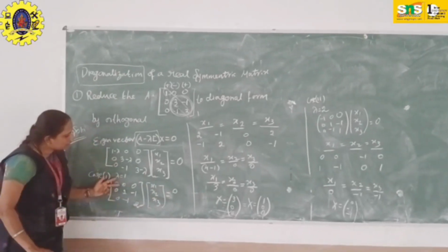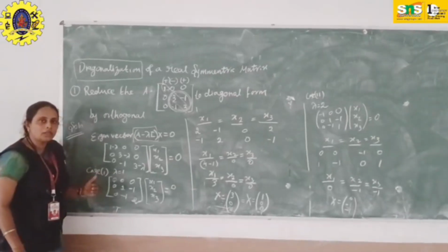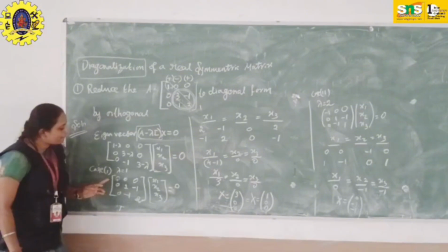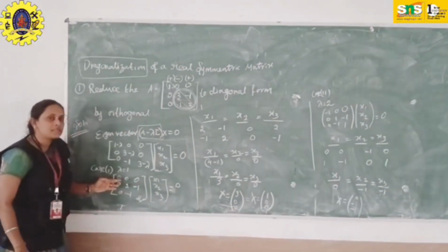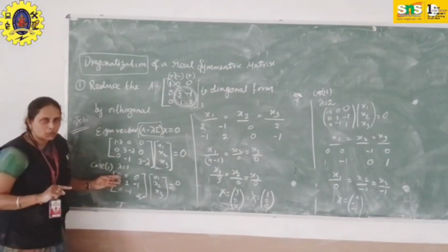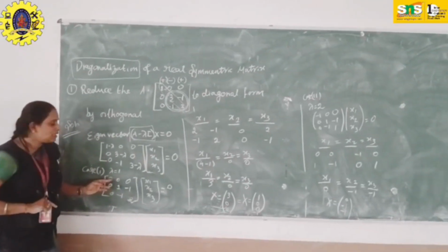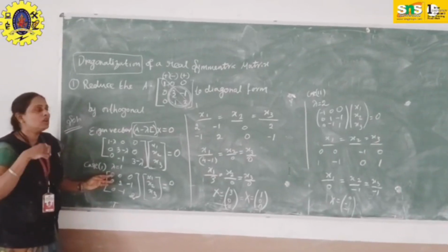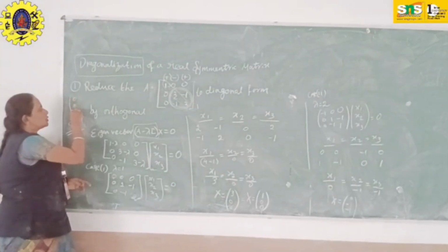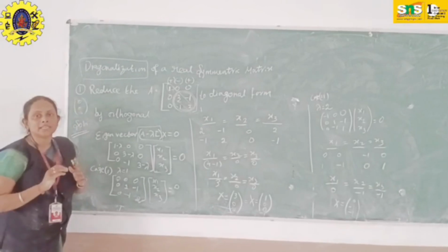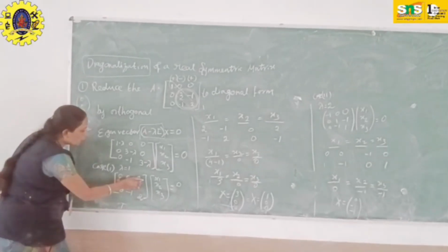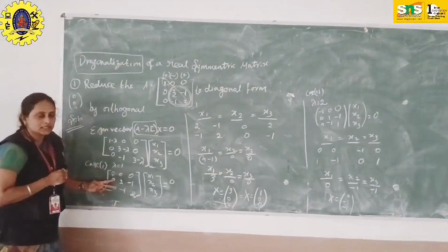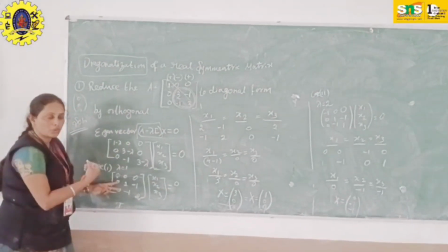Here, are the three equations the same or different? The three equations are different, but in the first row all the elements are 0, so there is no need to consider this row. If it is considered, the eigenvector would be 0, 0, 0. An eigenvector is a non-zero vector, so we consider the other two rows.